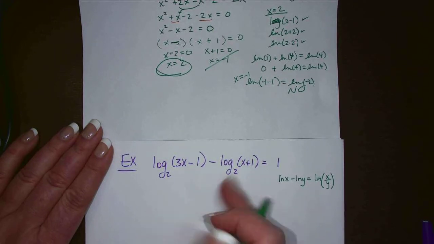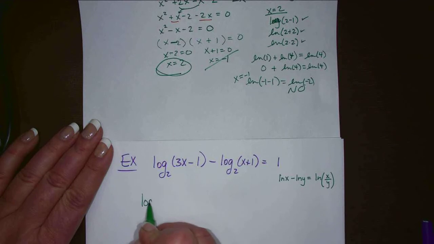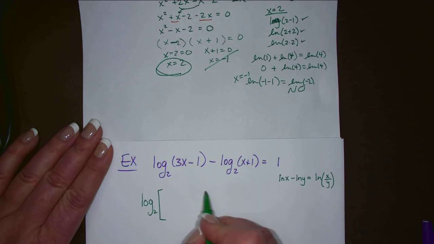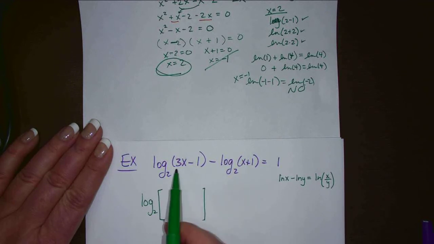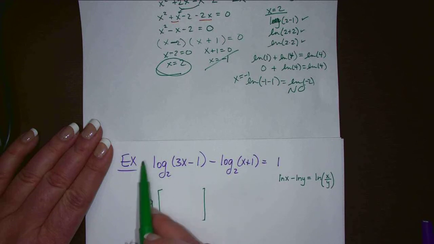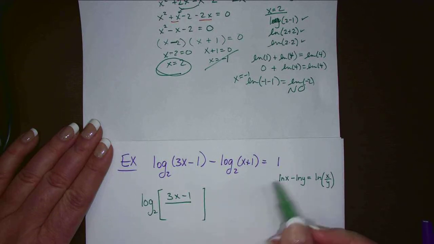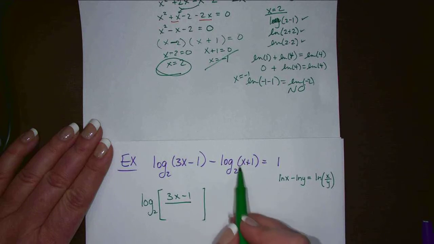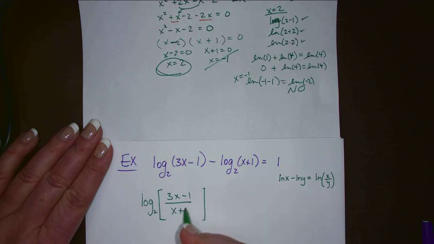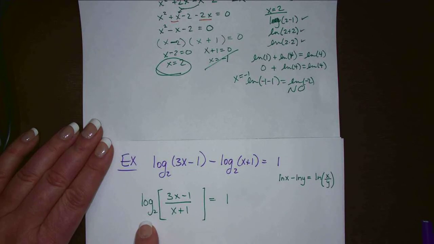Okay, so we rewrite this. 1 log, a big bracket, and in the bracket, whichever one is positive, 3x minus 1, is on top in the numerator, and the subtracted x plus 1 is in the denominator. There we go. So now we have 1 log is equal to a number. This is type 2b, which says, how do we get rid of the log in front of something?